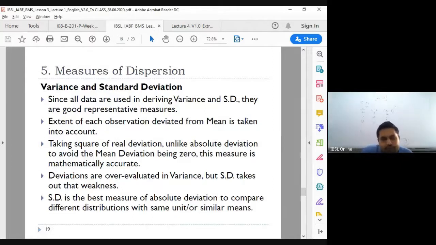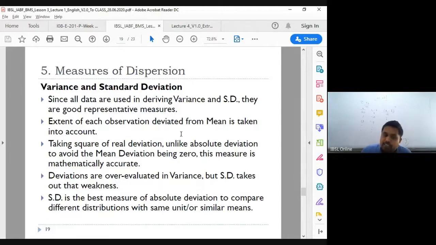So before that, these are some of the usages, so practical aspects of variance and standard deviation. Let's look at them one by one. Since all data are used in deriving variance and standard deviation, they are good representative measures, similar to our mean example. Extent of each observation derived from the mean is taken into account. Of course, that's what we did. So each individual data point observation is being computed. Now, unlike taking the individual data point value, what we have done is taken a deviation value for the measure of dispersion.